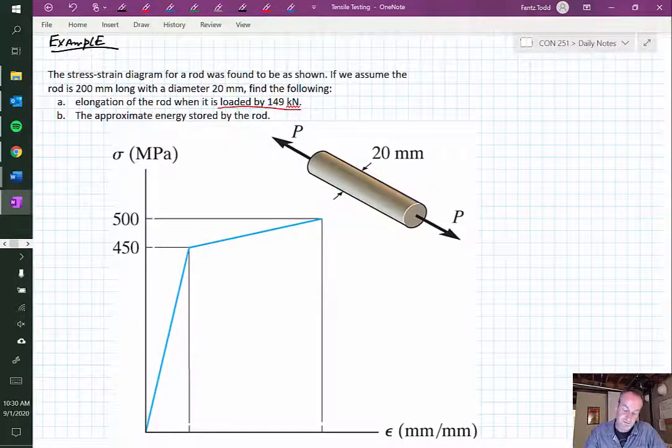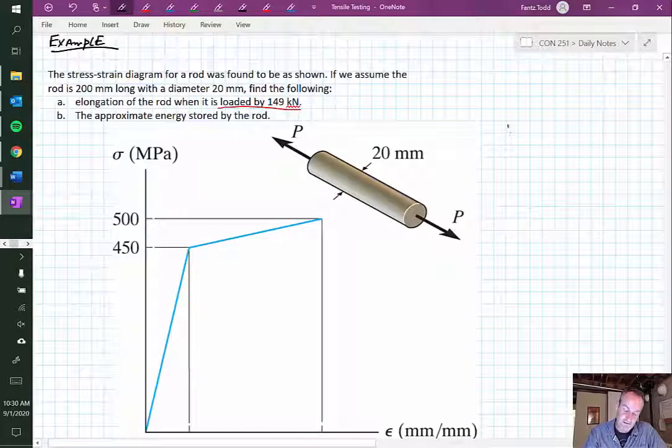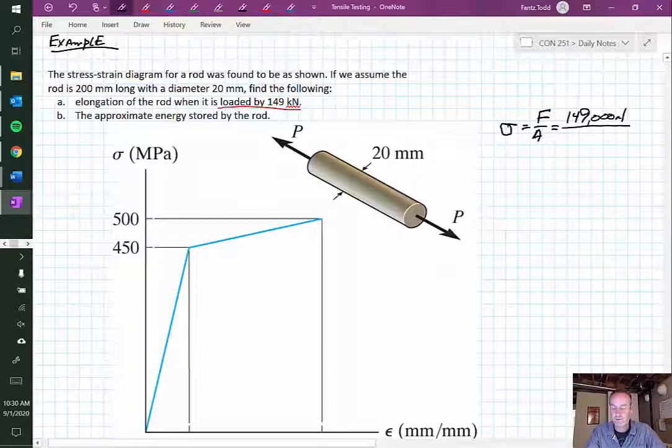So what I would do is start by saying, let's find the stress. We said stress is equal to force divided by area. Well, my force here is 149 kilonewtons. Now, I want everything in newtons and millimeters, so this is 149,000 newtons because there's 1,000 newtons in 1 kilonewton. And then the area. I'm not given the area. Instead, I'm given the diameter.